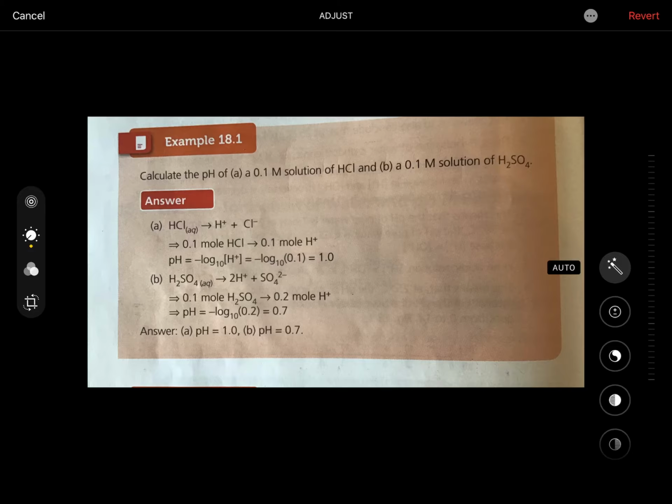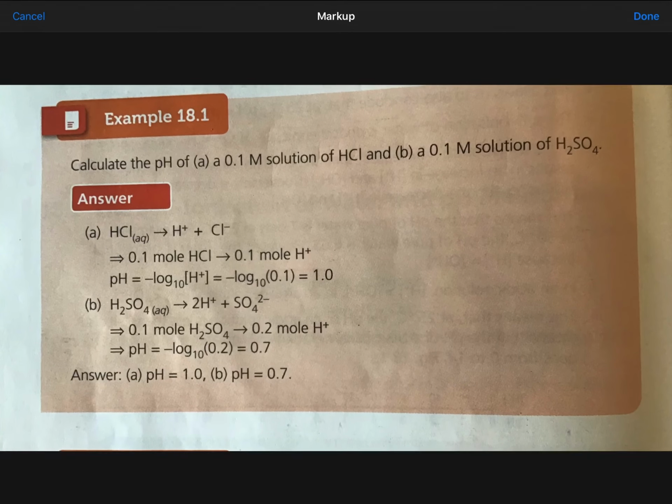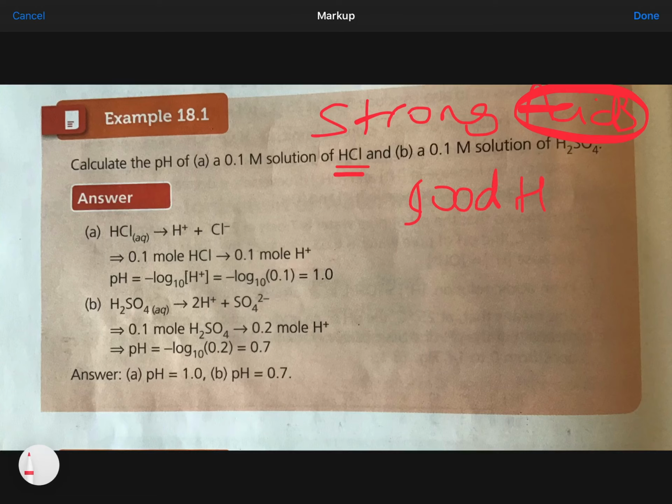Okay, so they have asked you here to calculate the pH of a 0.1 molar HCl. Now the first thing you must remember is that these are both strong acids. Now in chapter 12, you have revised the definition of an acid. What is an acid according to Bronsted and Lowry? An acid is a proton donor. Now these are strong acids. What does it mean to be a strong acid? It means that they are good proton donors according to Bronsted and Lowry.